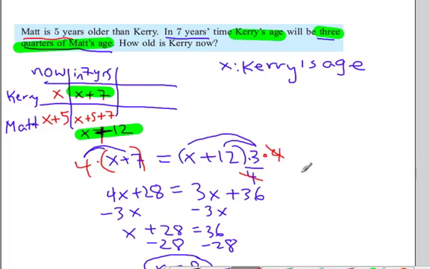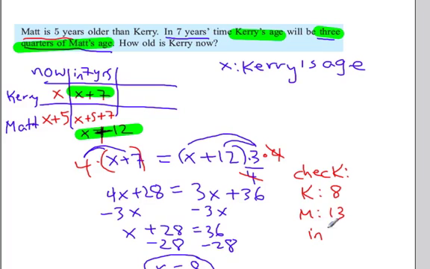Now we're going to check this, right? Let's check. Okay, so if Carrie is 8, remember, Matt is 5 years older, which means that Matt is now 13. Now let's see if this all matches up in 7 years. Okay, so in 7 years, Carrie would be 15 and Matt would be 20. Now, check it. Is 15 3/4 of 20? Why, yes, it is. 15 is 3/4 of 20.